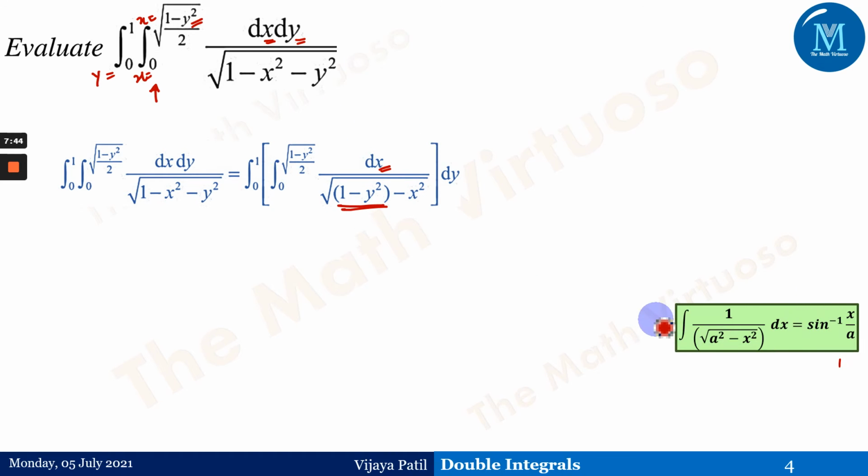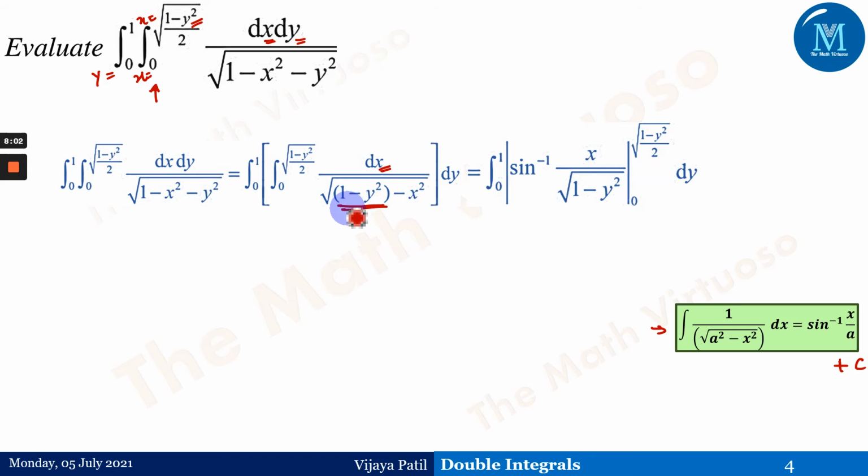Otherwise, if you look at this formula, there is one more term always present in it, that is plus c, the constant of integration. We are not considering it here. And therefore, what is a over here? The limits are 0 to 1. So it's sine inverse of x by a, where a is nothing but square root of 1 minus y square.